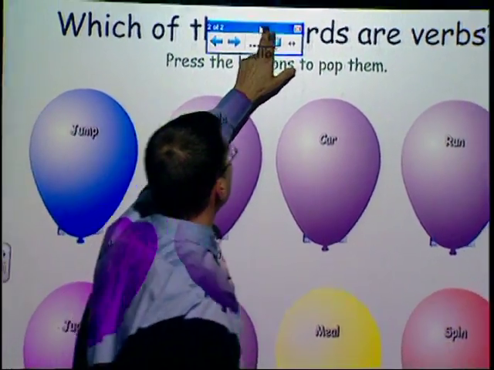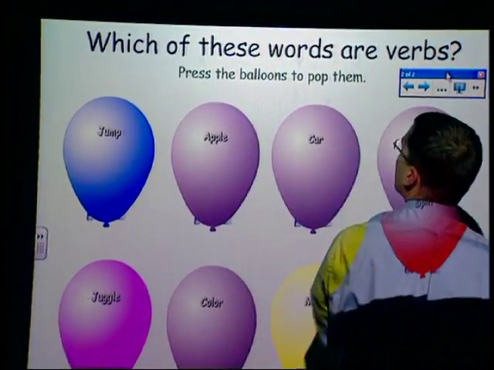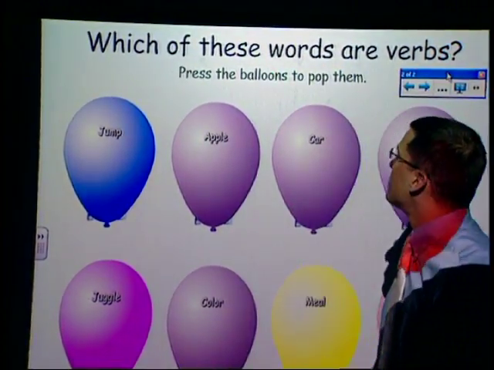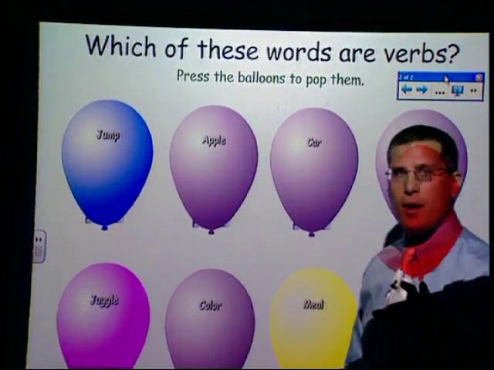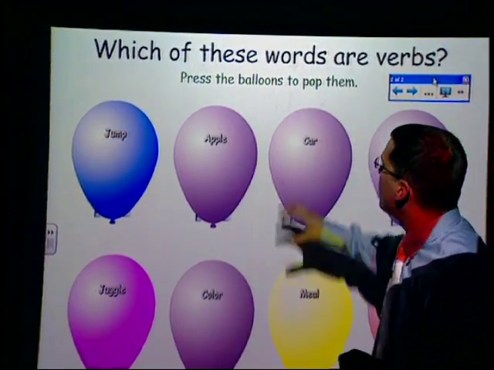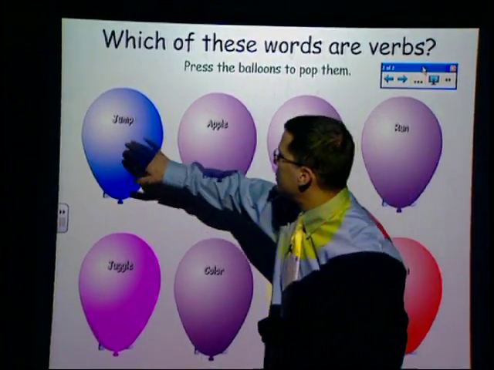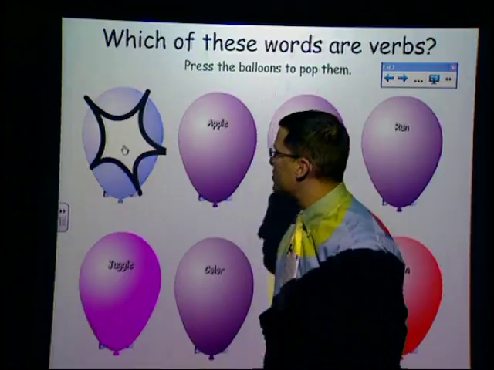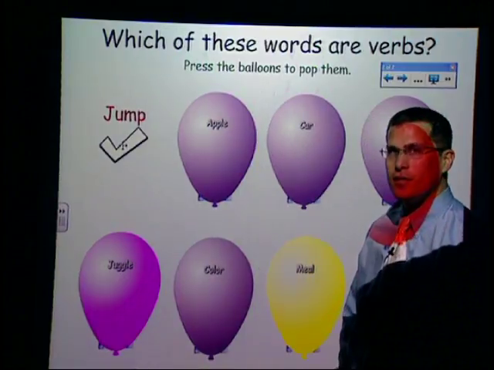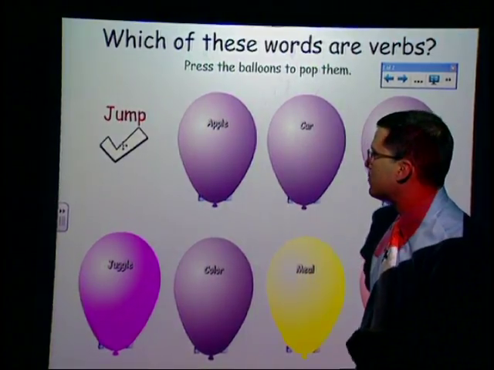This says, up at the top, which of these words are verbs? Press the balloon to pop them. It's actually going to give me the option of popping these balloons. So, for instance, jump is a verb. So I click on that. I'll give it one more tap here. Sometimes you got to hit a little bit harder than you think. So you may have to encourage your student to really give it a good jab.